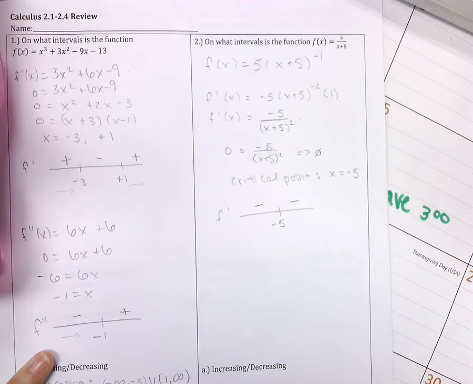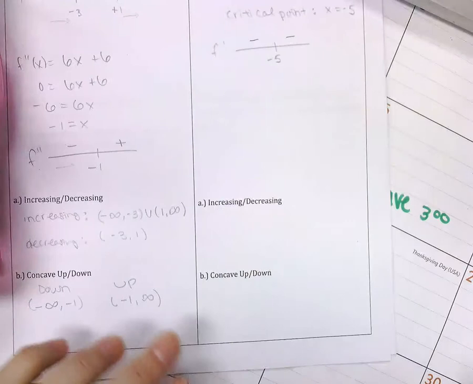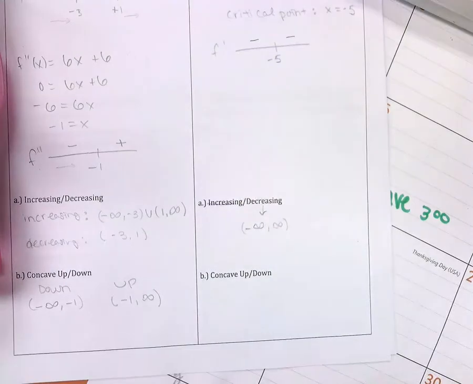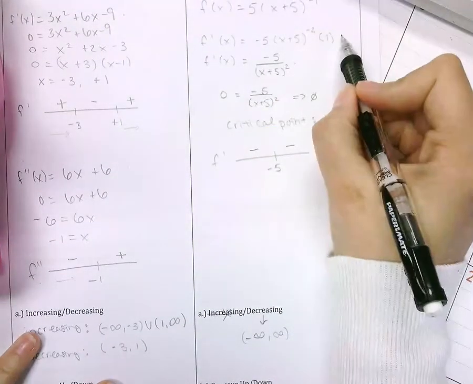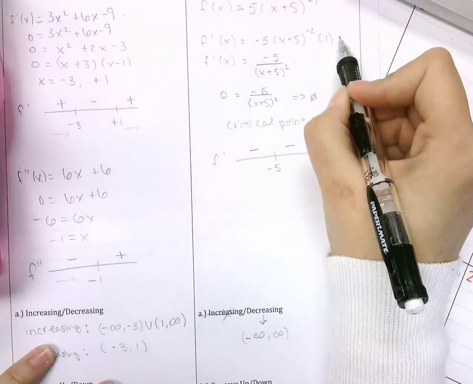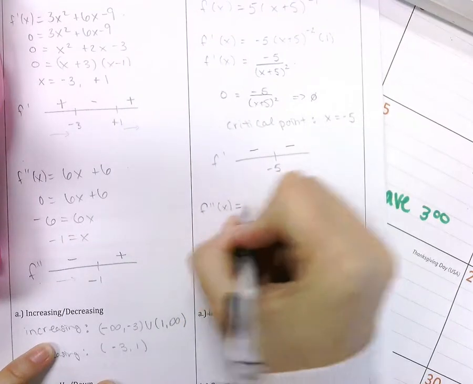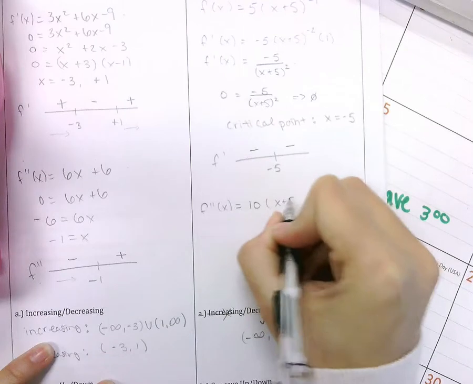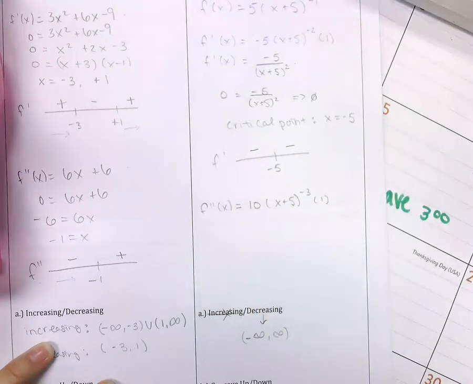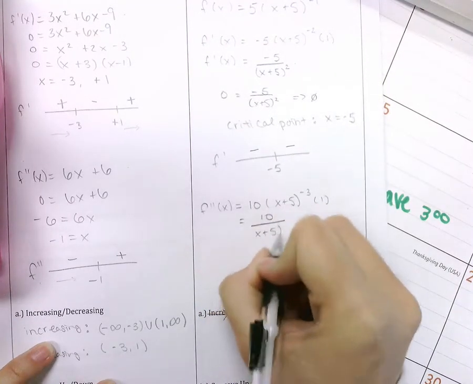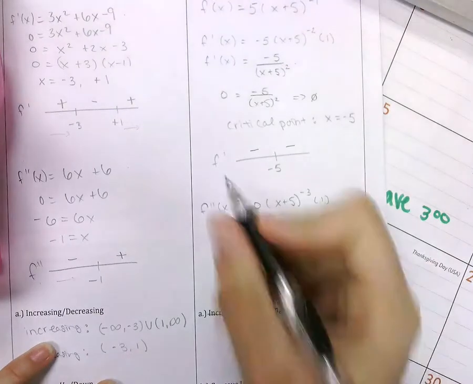Okay, what's next? Probably say it's decreasing everywhere, I guess. I'm just going to do this to save some time: not increasing, decreasing everywhere. So second derivative. For the second derivative, I'm probably looking at this before I simplified it, because I can use the chain rule again. So the second derivative is going to be positive 10 times x plus 5 to the negative 3, times the derivative of the inside, which is 1 again. Okay, and rewrite it.